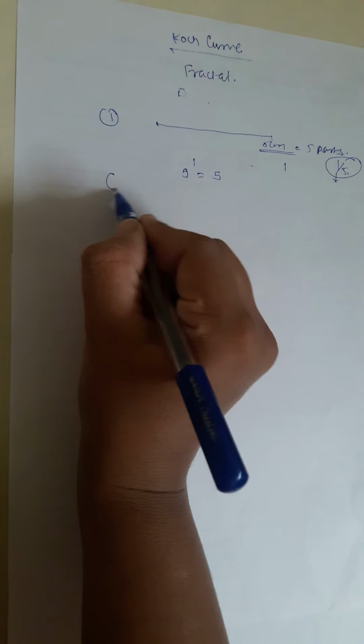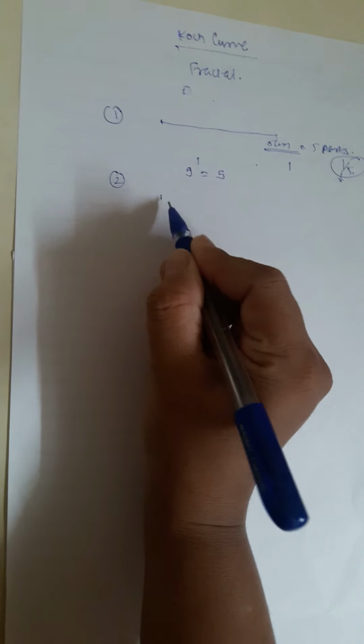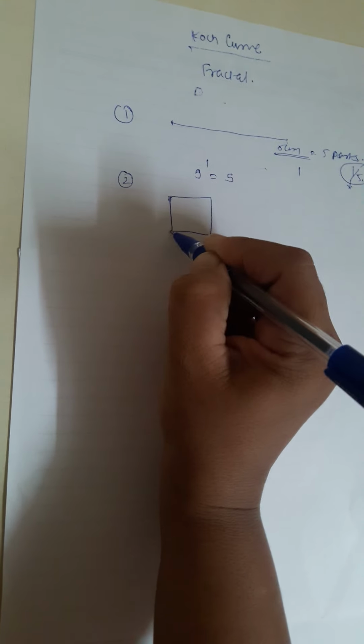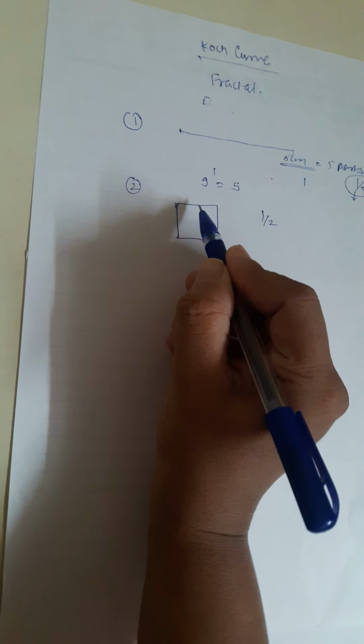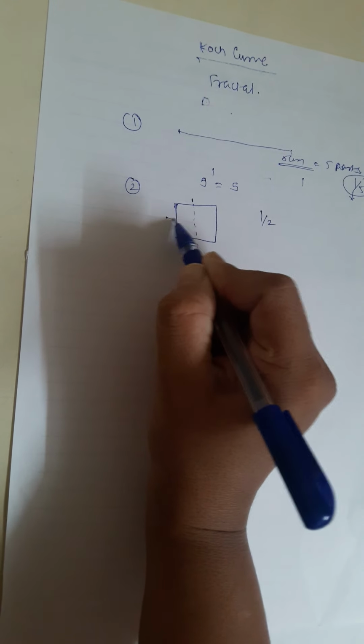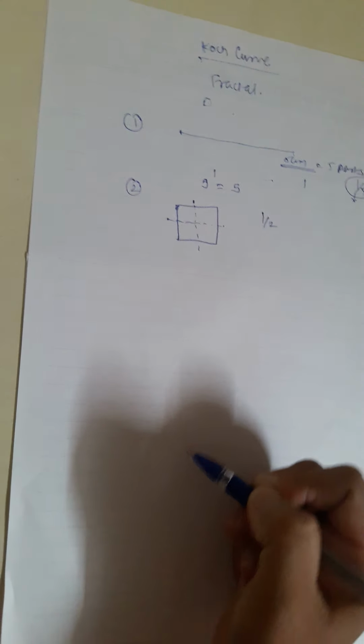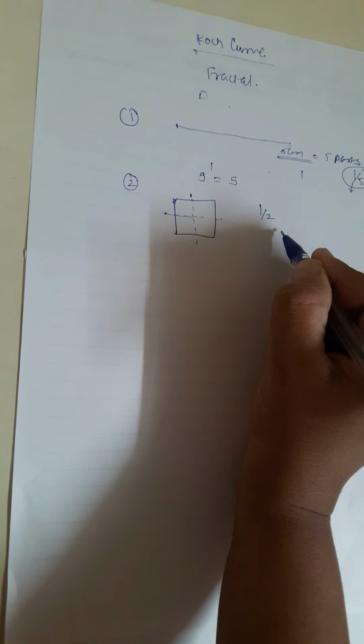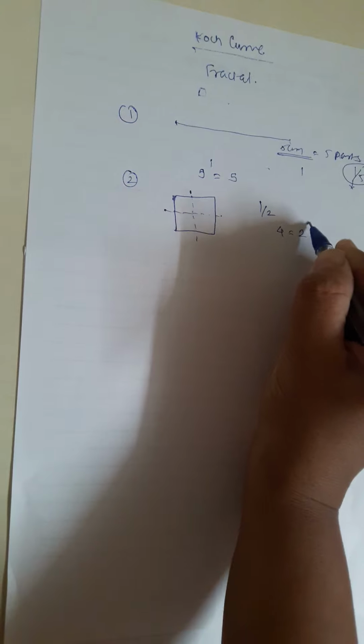Consider another example. Take a 2D square. Again scale it by half. If we scale it by half, it will look like this. So we are getting 4 sections. So we can say 4 is equal to 2 raised to 2.